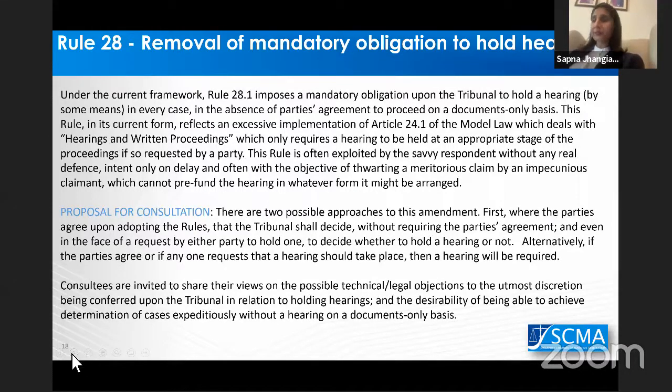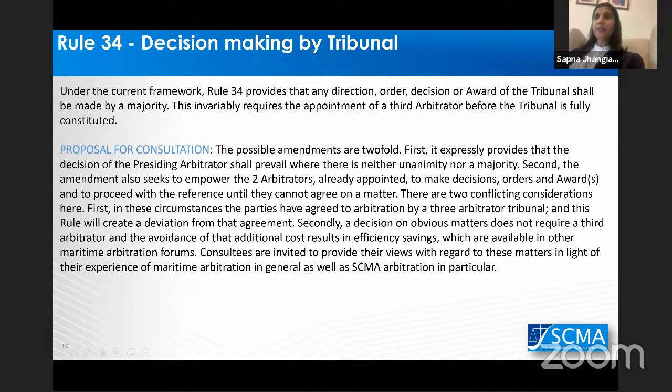So moving on to the next area of possible amendment, and that is Rule 34, decision-making by the tribunal. The current framework provides that any direction, order, decision, or award of the tribunal shall be made by a majority. And there are essentially three possible amendments which are being considered here. The first is a possible amendment providing that the decision of the presiding arbitrator shall prevail where there is neither unanimity nor a majority amongst the tribunal in terms of the decision to be made.